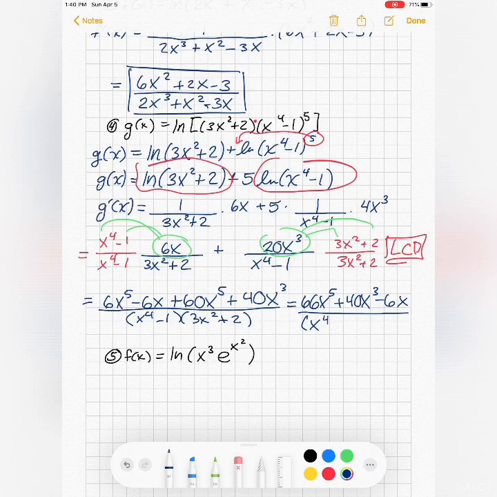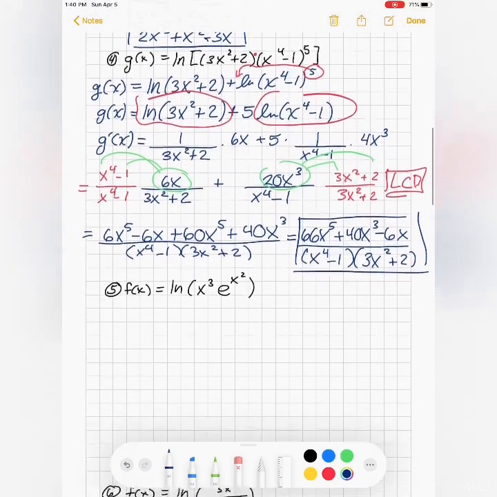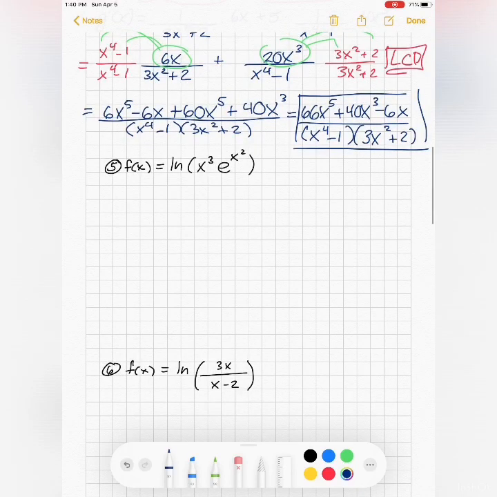And then I'll just leave that denominator. It's already factored. So how does that look? Sounds a little longer. Not terrible though. Here's another one with a product.